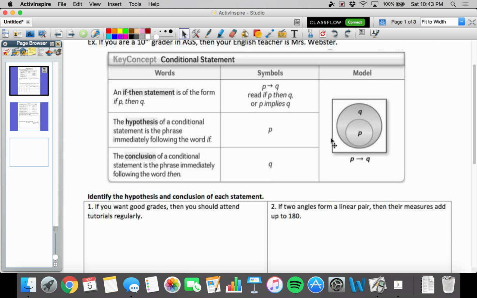And in this Venn diagram here we have P in the inner circle because P is true. So whenever P is true, Q is also true. Notice we also have this part outside here, so Q can be true while P is false.